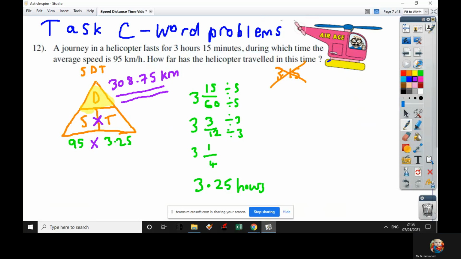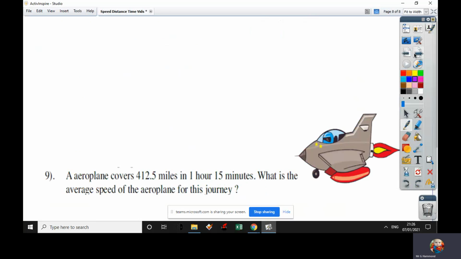Okay, let's do another one. So this time we've got an aeroplane, looks like some sort of fighter jet, could be an army fighter jet, this one, rather than a commercial passenger plane. So an aeroplane covers 412.5 miles in 1 hour, 15 minutes. What is the average speed of the plane in this journey?